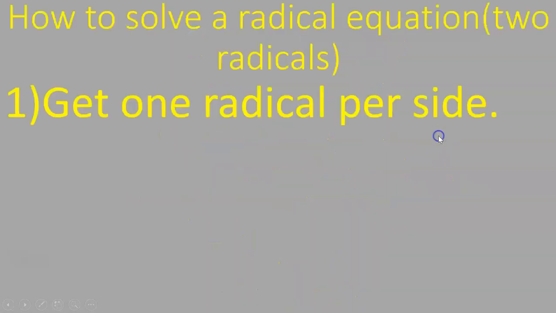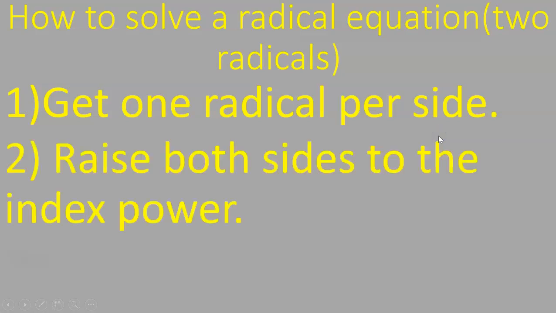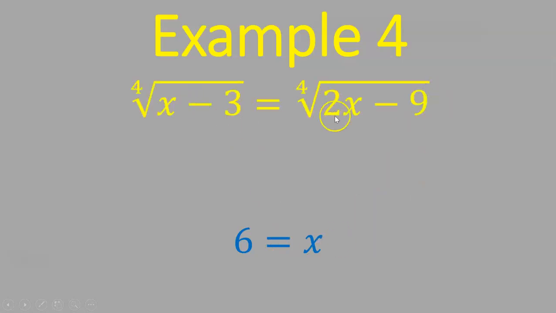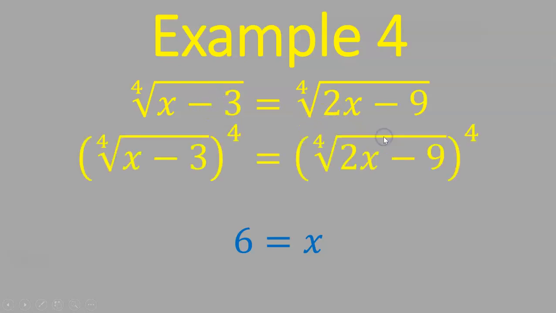You sometimes see two radicals. Get one radical per side, raise both sides to the index power, and just solve. Again, you see this answer prematurely there, but here we raise both sides to the fourth power. So we're going to raise to the fourth power. And that just gets rid of the radicals at the same time, and we go straight to 6 here because if you subtract x to this side, you get plain x. If I add 9 up here, I get 6.